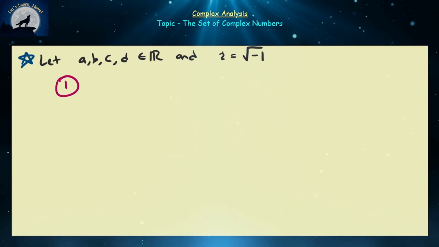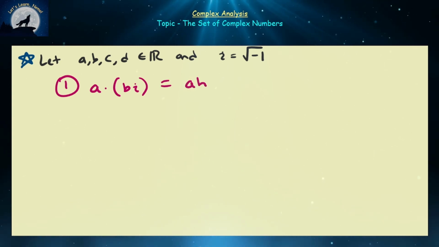The first operation that we're going to consider is when you take a real number, let's assume this is a, multiplied by a number, let's assume this is, say, bi. So bi is the product of a real number b and this new object i. We're going to define this to be equal to ab, so the real numbers multiplied together, times i.